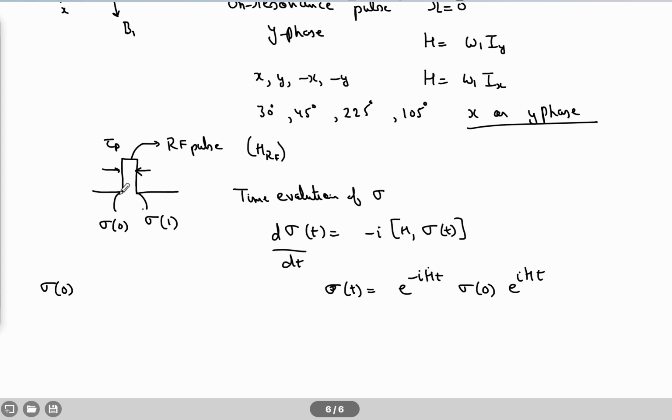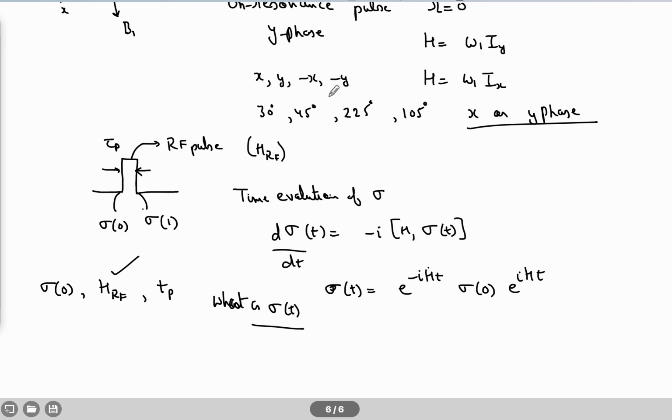So let us say that if we know sigma 0, if we know what is HRF, if we know what is TP, or the time duration for the pulse, then we can calculate what is sigma t, right? So that is easy to calculate. So this we already are aware of.